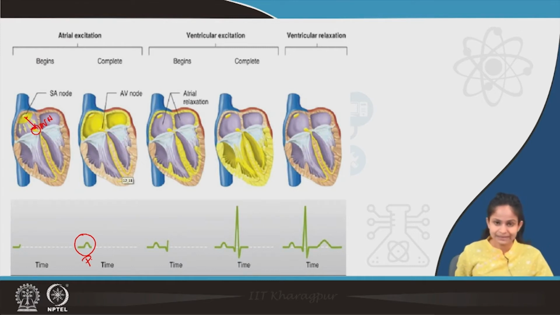Now, after the complete depolarization of the atria, we get an isoelectric line that usually constitutes the AV nodal delay, because the conduction in the AV node is very slow and the ECG machine cannot detect those voltage signals. So, we get an isoelectric line.